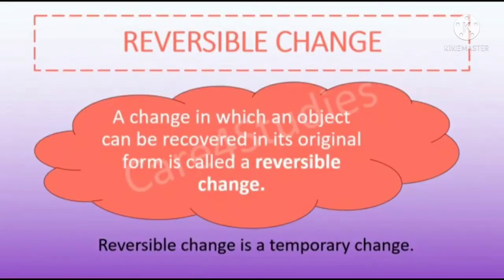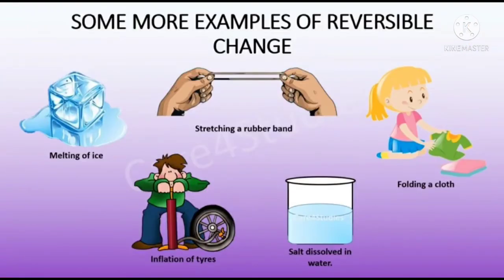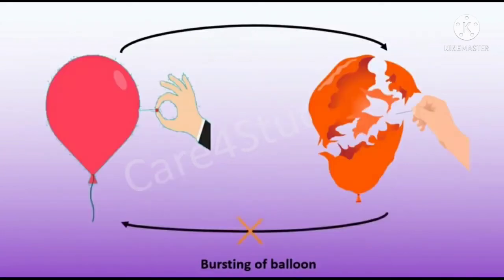So, what is a reversible change? A change in which an object can be recovered in its original form is called a reversible change. Reversible change is a temporary change. Some of the examples for reversible change are melting of ice, stretching of a rubber band, folding a cloth, inflation of tires, salt dissolved in water, etc.